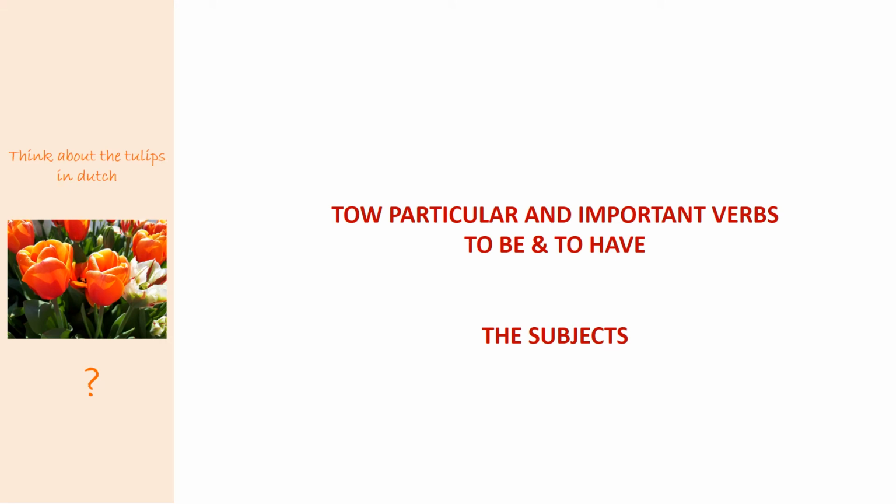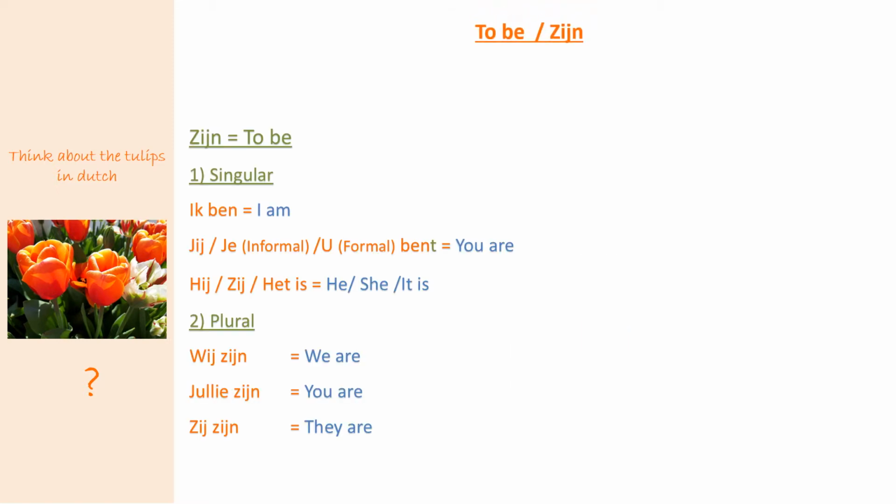In the two next slides, we will see the conjugation of the two particular and important verbs, to be and to have in present tense. And in the meantime, we will get to know the subjects. Let's begin with to be, which is zijn. First, singular. Ik ben.